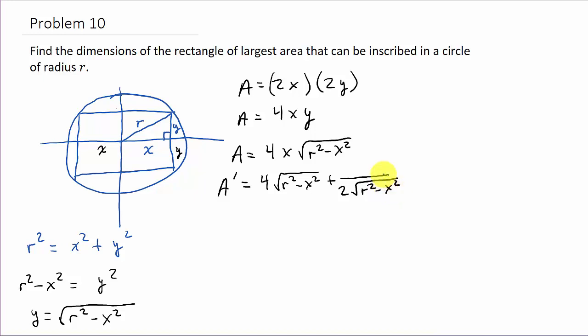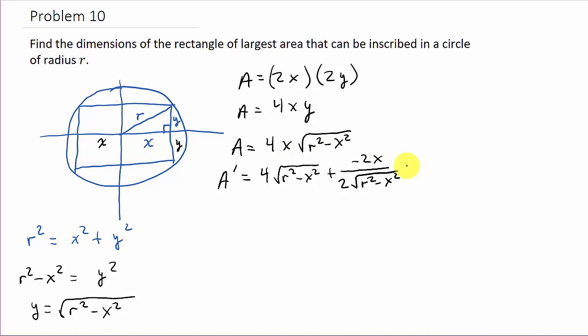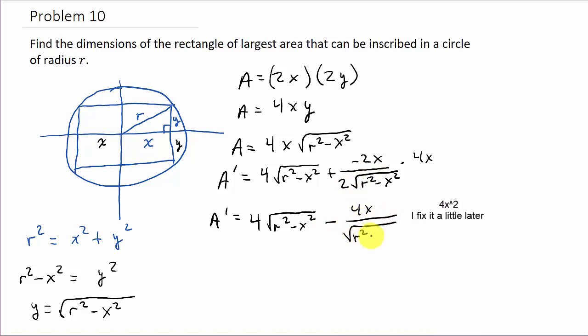And then minus 2x, well, that derivative is negative 2x. So that's the derivative of the square root times this function 4x. So times 4x. And so that's going to give me A prime is equal to 4 square root of r squared minus x squared minus 4x over the square root of r squared minus x squared. See, these twos here cancel.